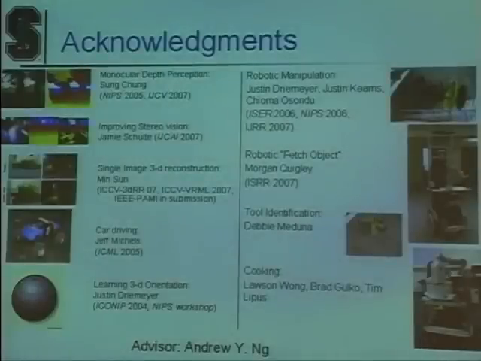All right, so this work was done with different people. Most importantly, Min Sun, on whose work the 3D reconstruction from single images is based. Thank you.